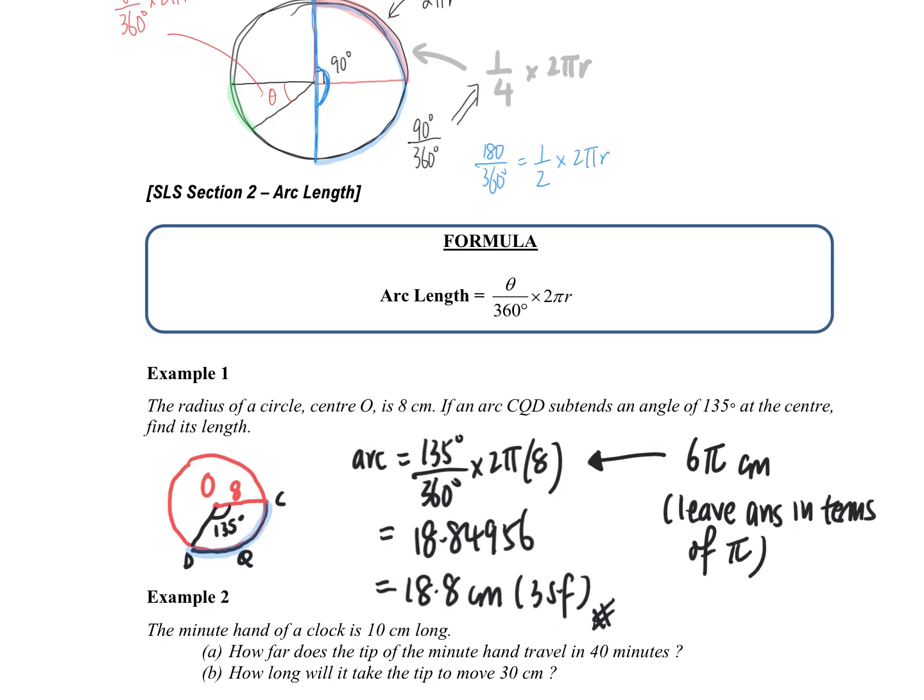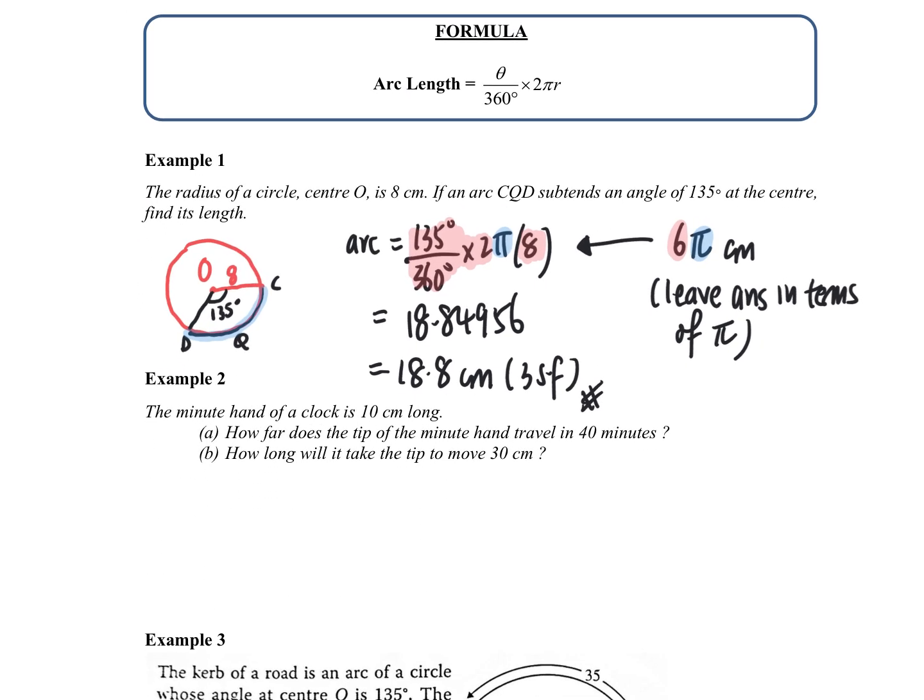Okay, you have done this in Sec 2 before. How to evaluate something in terms of pi? Ignore the pi, key in everything else into the calculator. Then leave the pi alone. Okay, but actually no need to memorize. It's like known. Okay, next one.